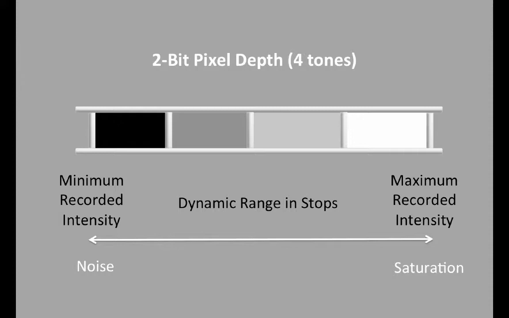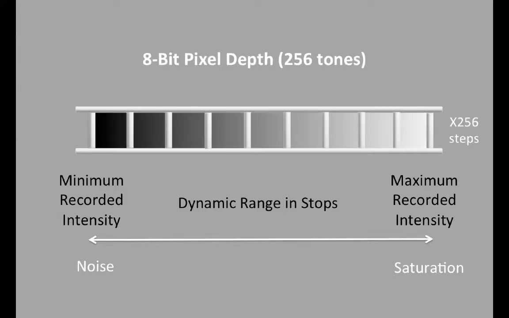For example, the image I've got on the screen at the moment, a 2-bit pixel depth, if you remember, has 4 different tones. A 4-bit tonal range has just those 4 steps within the ladder analogy. We still have the same minimum, we still have the same maximum, we still have our noise and saturation limitations, but we only have 4 variations in between those 2 points.